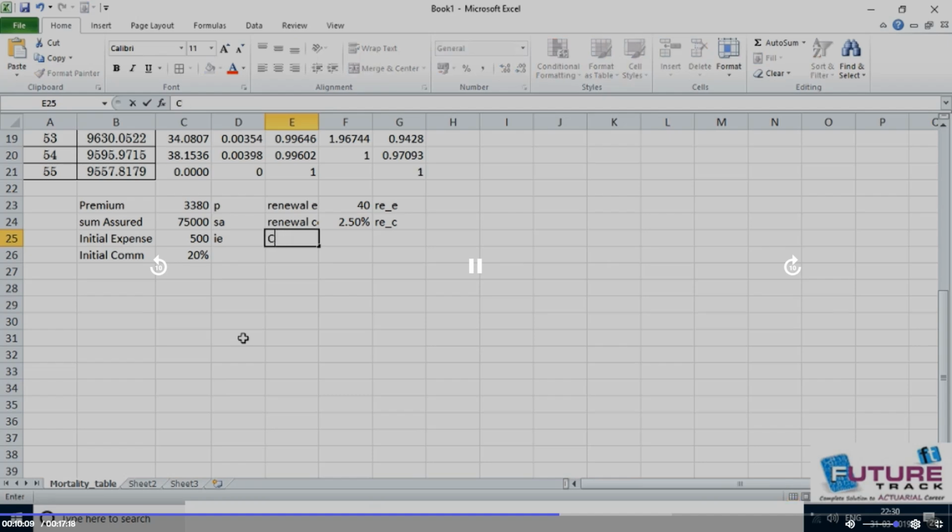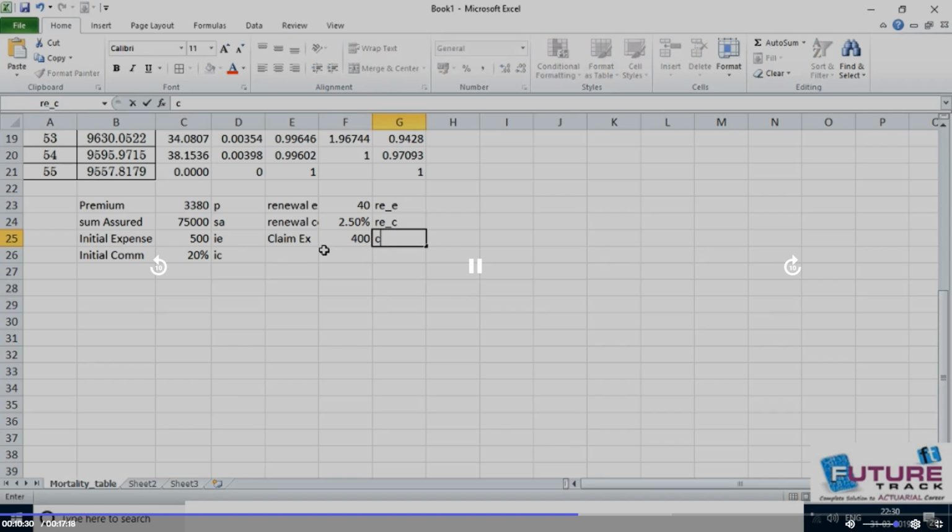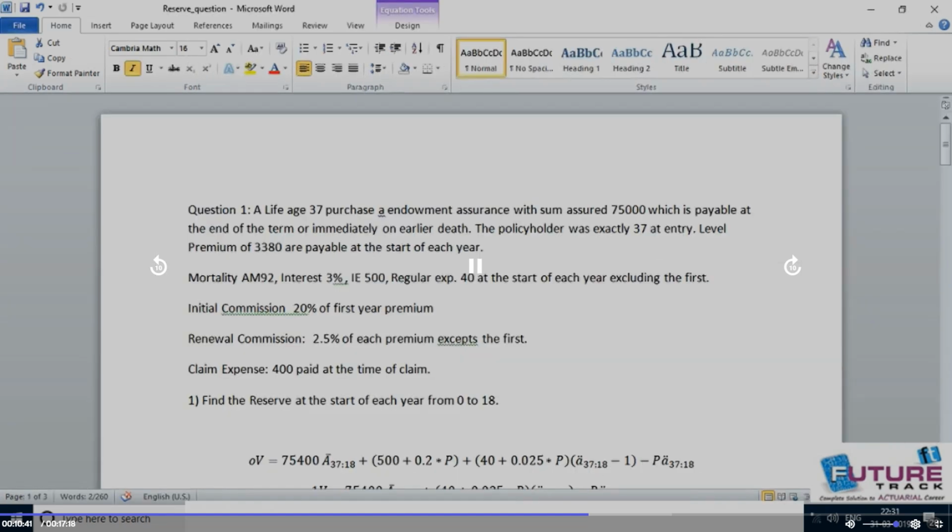We have claim, give a name of this, initial IC. So IC, claim expense, we are having 400. So CE, give a name CE. Fine. Okay, we have interest, initial commission, renewal commission, claim expense. So we have done all the things.